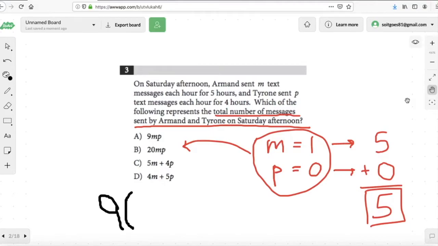So it's 9 times m times p. I love it, you used those parentheses. When you're plugging in values, absolutely use those parentheses. Perfect. Okay, so we get 9 times 1 times 0. This is perfect, you're doing great.